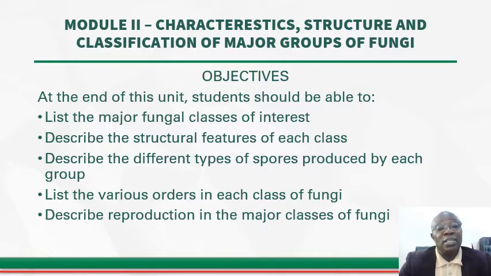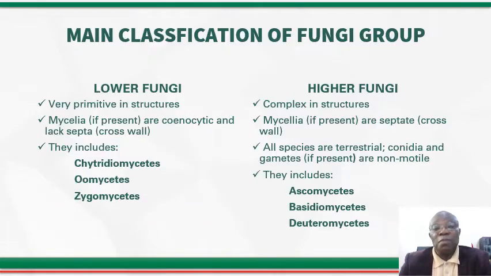The intended learning outcome is that at the end of this unit, students should be able to list the major fungal classes of interest. Students should also be able to describe the structural features of each class, describe the different types of spores produced by each group, list the various orders in each class of fungi, and describe reproduction in the major classes of fungi.